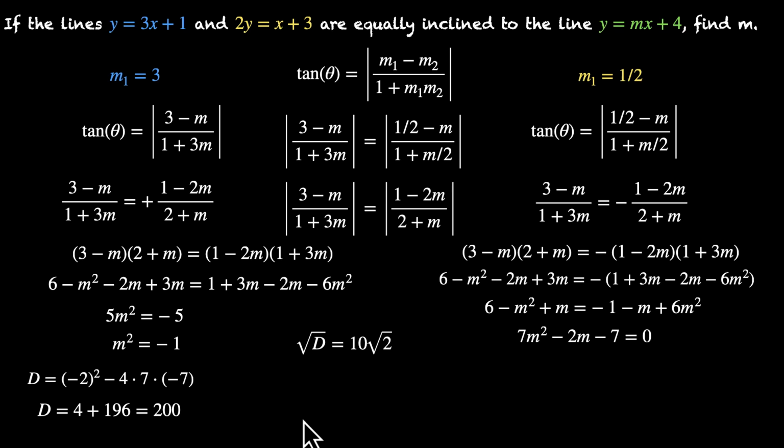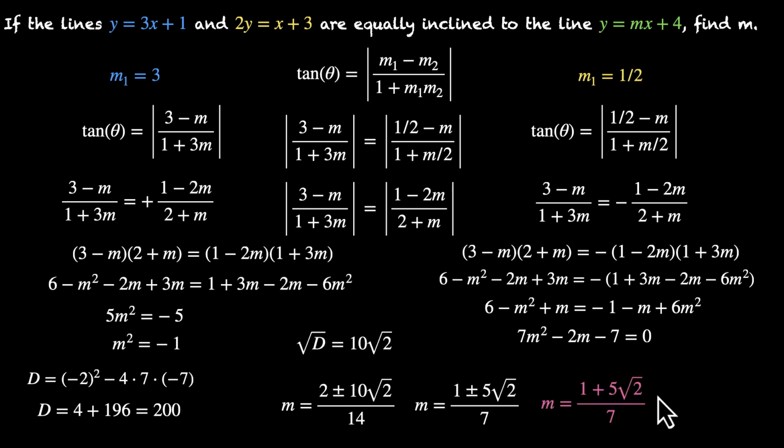Okay, finishing it off. So m, the answer, that's minus b plus minus root d by 2a. So that's minus of minus 2, that's 2 plus minus root d, that's 10 root 2, by 2a, that's 2 times 7. And cancelling 2 out, we'll get two values of m, 1 plus minus 5 root 2 by 7. So one slope is 1 plus 5 root 2 by 7 and the other one is 1 minus 5 root 2 by 7. Both of these values work here. So this means if these two lines are equally inclined to a third line, it actually has two different slopes. This means that these two lines are equally inclined to two different lines.